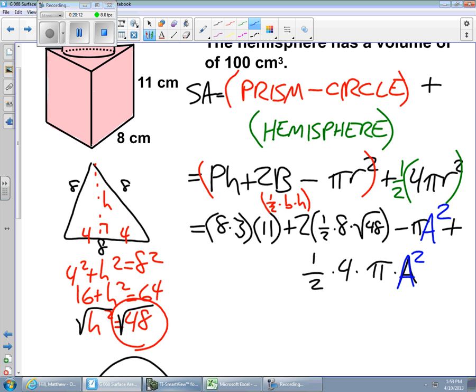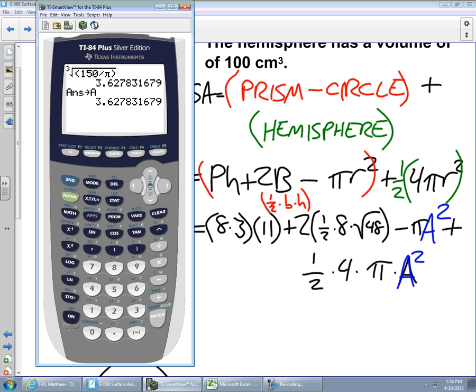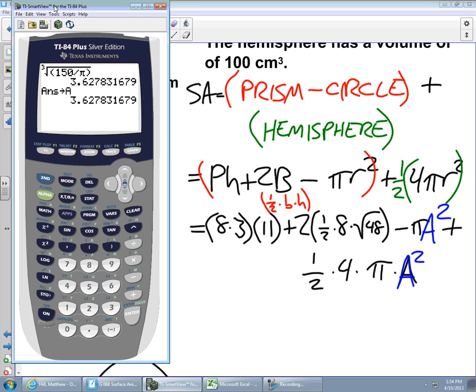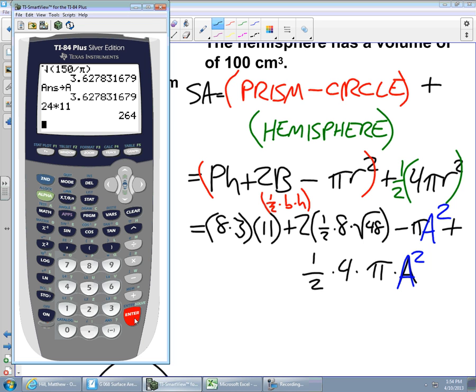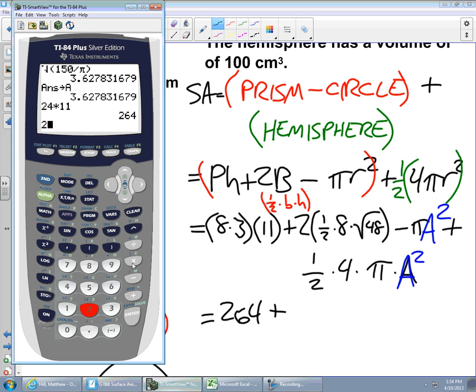Okay, now this is looking very ugly. Let's see if we can make a little sense out of it. See if we can get a little space here. I've got 8 times 3, which is 24 times 11. Simply enough, that's 264. Plus what? 2 times 1/2 times 8 times the square root of 48.